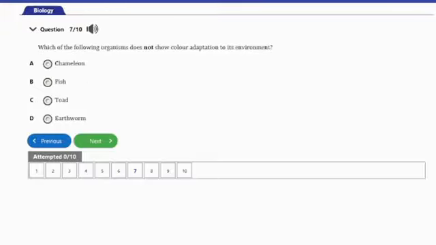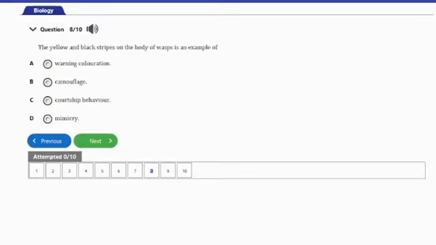That's question number 7 here. It says, which of the following organisms does not show color adaptation to its environment? We have A, chameleon, B, fish, C, toad, D, earthworm. So guys, the answer to this question is option D, and that's the earthworm. So let's go ahead and check out the next question, guys.